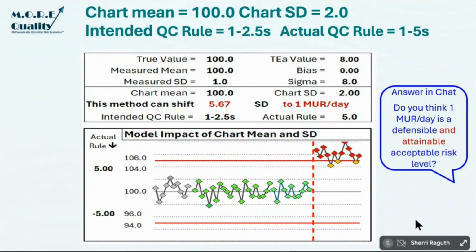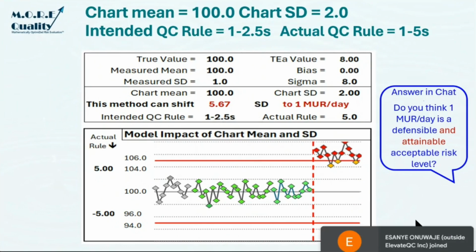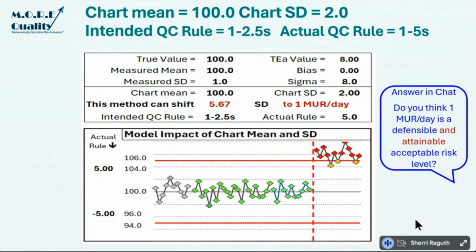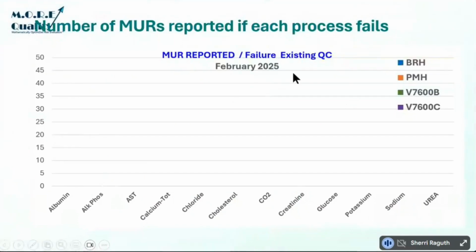What are we getting, Sherry? Holding for answers. Do you think one MUR a day is a defensible and attainable risk level? Feel free to give us a thumbs up if you want to say yes. Feel free to give us a thumbs down. And Gift says yes, it is defensible and it is attainable. Absolutely. Mo says it could be.